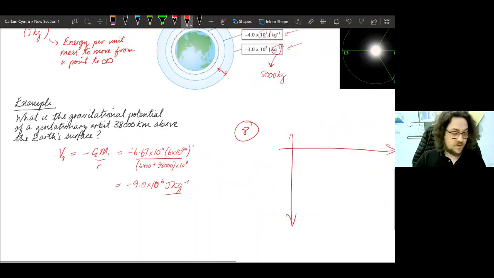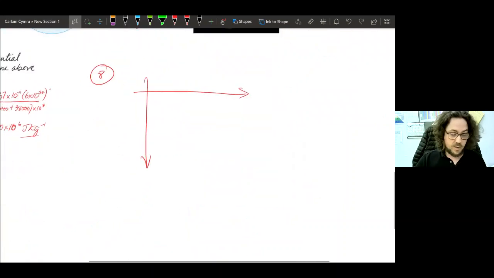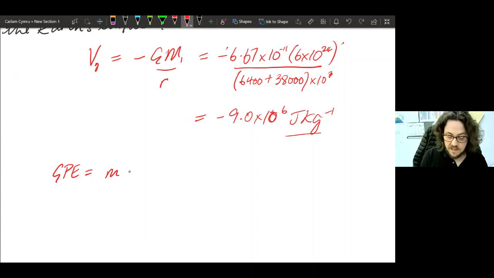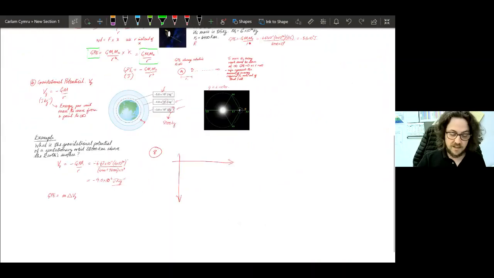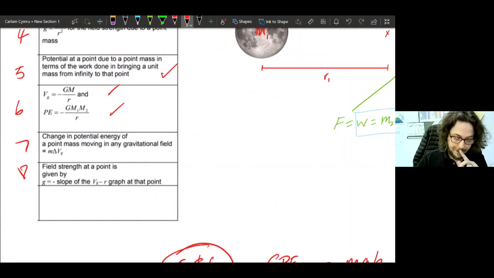Okay, nearly there. For the last thing then, I should also mention that you can convert between gravitational potential and gravitational potential energy. You'll notice these things are very similar. So GPE is equal to m times delta V g, right? In many ways, that's very similar to W is equal to QV, but you already noticed that, I'm sure. And then finally, if I go back to my specification, I should really just check in with this. So we've done this, we've done this. Change in potential energy, yeah, we just did that.